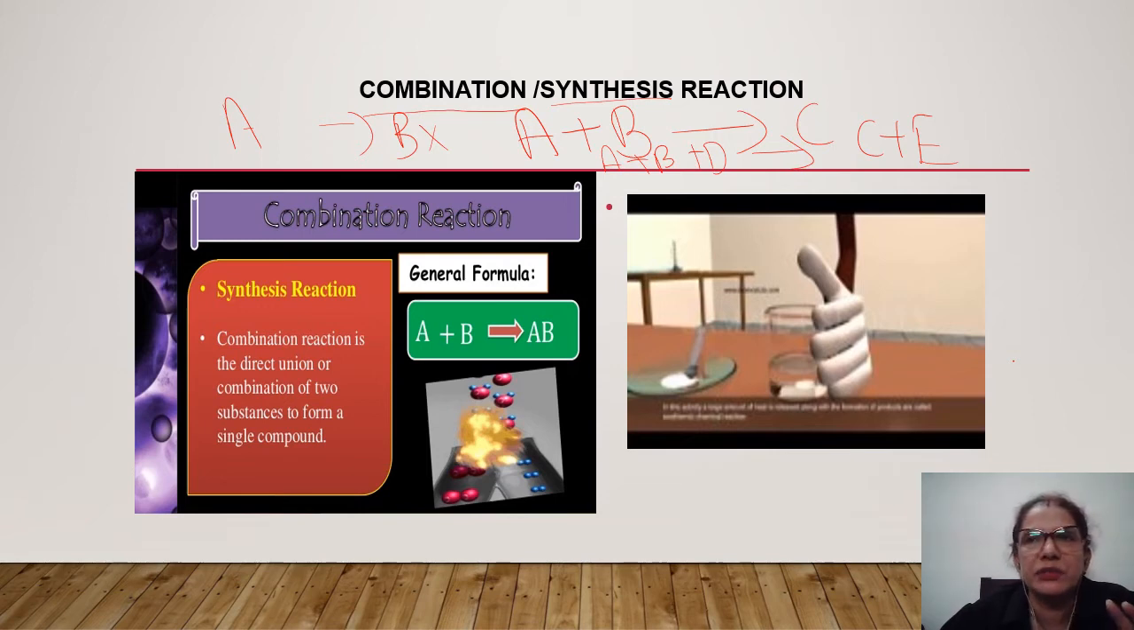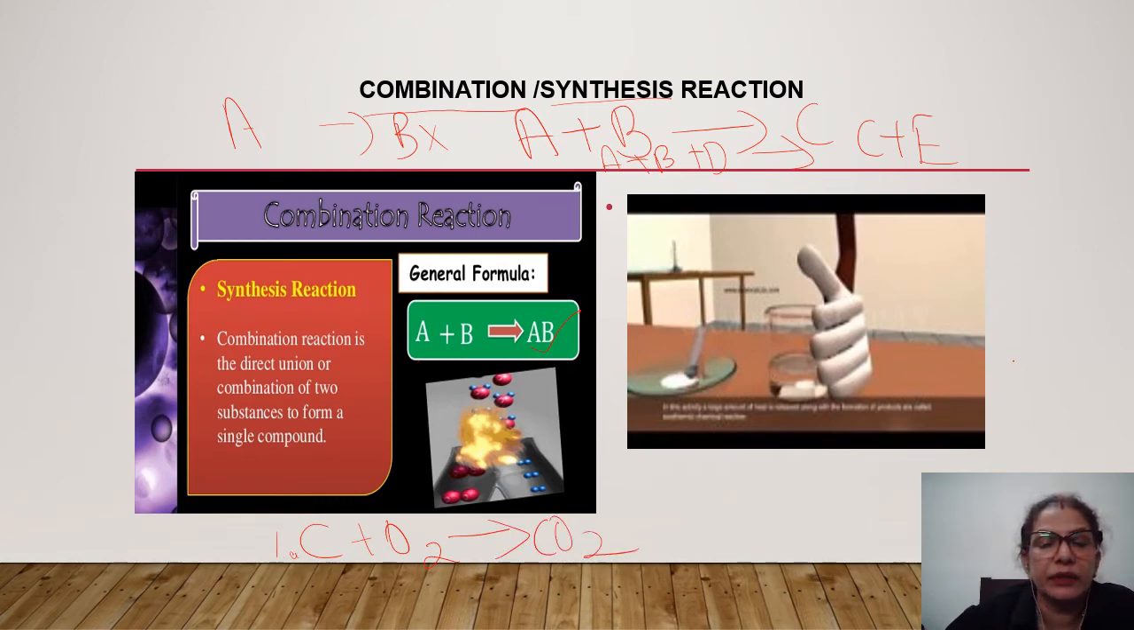There may be one substance formed, there may be two, there may be three. No issues. So that is known as a combination reaction, and because a new substance is formed, it is also known as a synthesis. Synthesis is formation, forming something new, synthesizing. So it is known as a synthesis reaction also. So A plus B gives AB. Simple general formula. So here we can have an example as C plus O2 giving CO2.